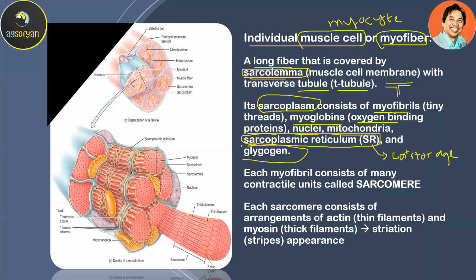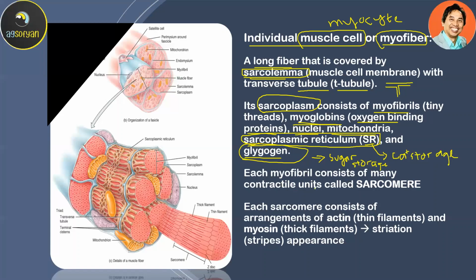And there is also glycogen. This is actually glucose, or sugar storage, inside the muscle cell. So it has its own protein that carries oxygen, called the myoglobin. It has its own special reticulum that is used for calcium storage, called the SR, and it has its own glucose or sugar storage, called the glycogen. So this is special for the muscle cell.